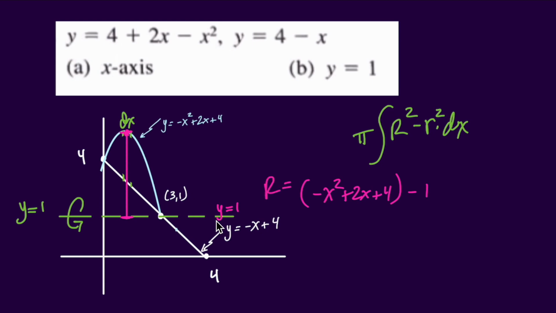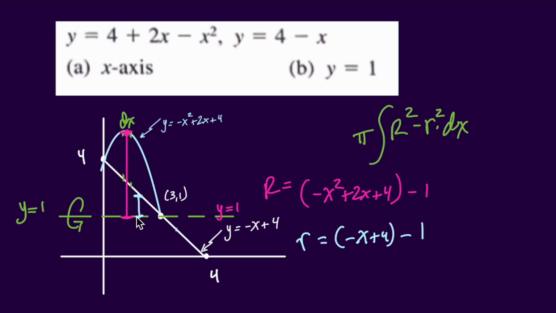Our small r, again, is going to be from the axis of rotation to the near function. So again, we're going to do top minus bottom. The top function is right here, this linear function. So our small r is going to be negative x plus 4, and then we subtract from that the bottom function, which is y equals 1.